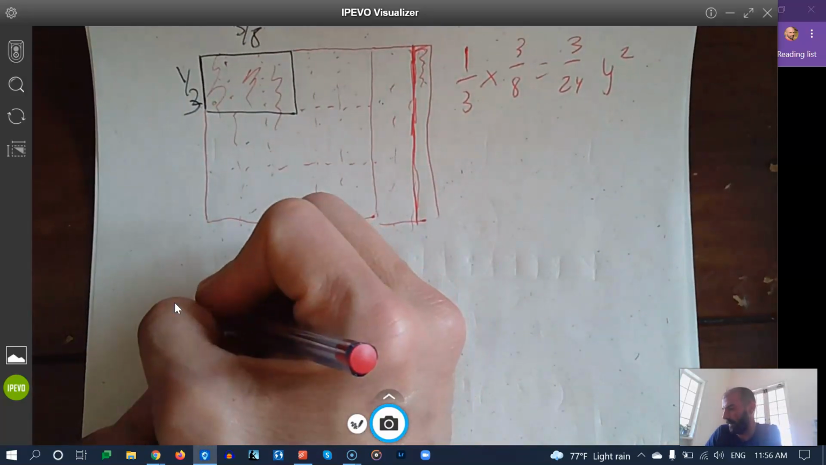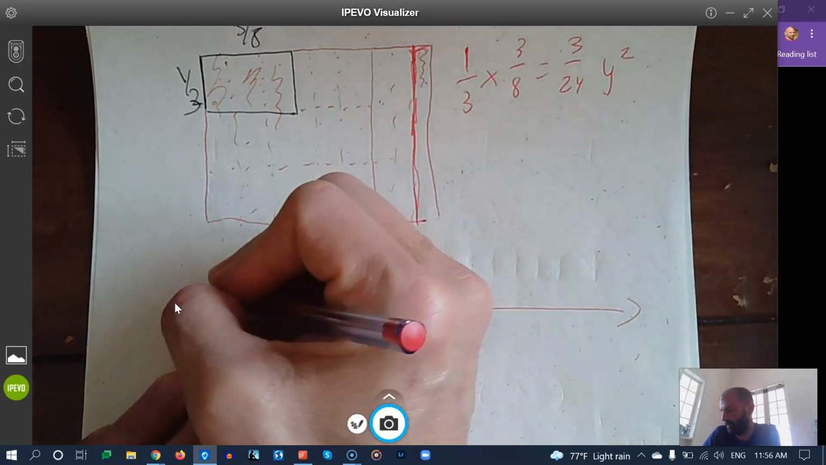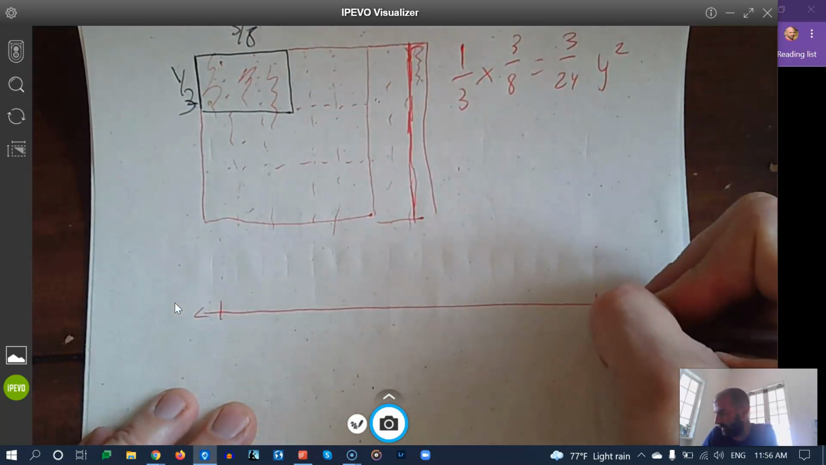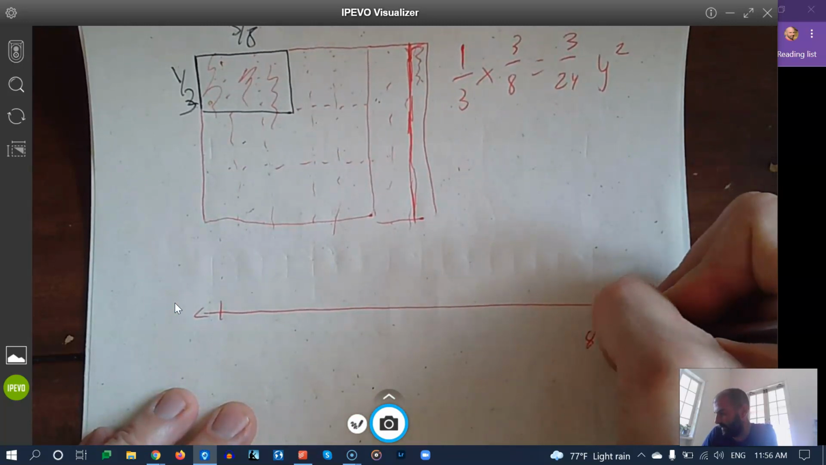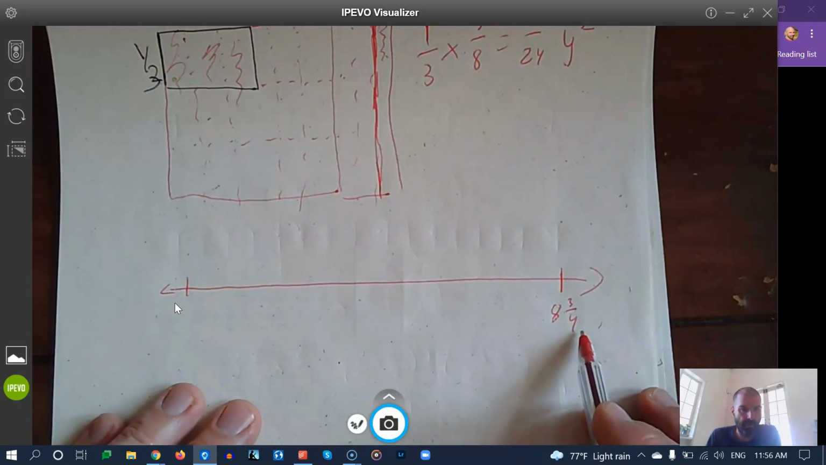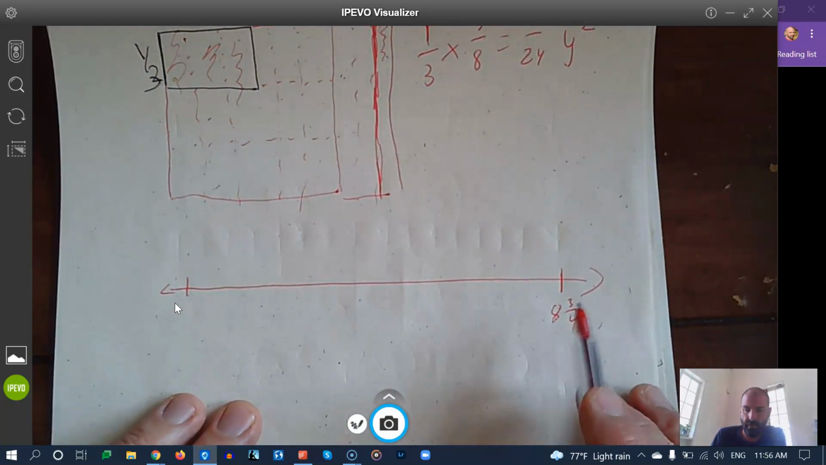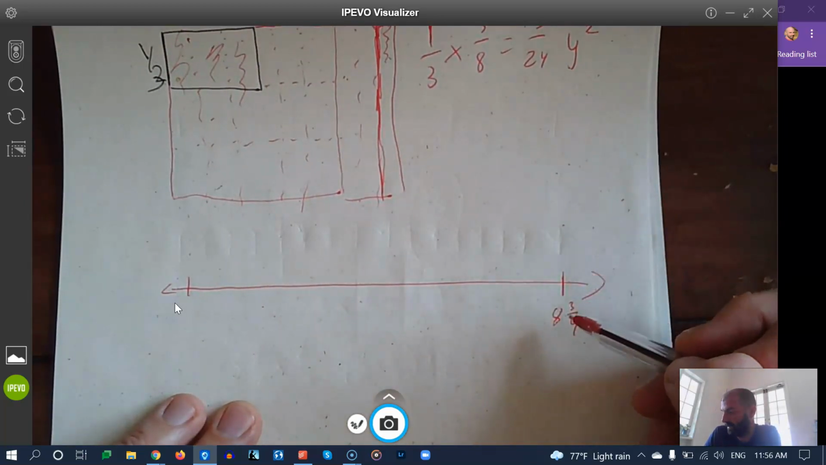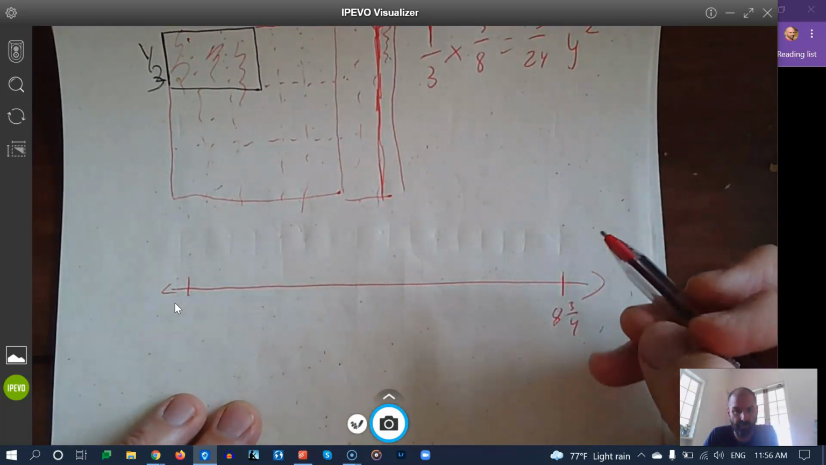So I have my ribbon. That was 8, and so the whole thing is 8 3/4. So this is just a little bit like the walking one. I'm going to do everything in fourths. So let's see, how many fourths are in 8? 32. So there's 35 fourths.